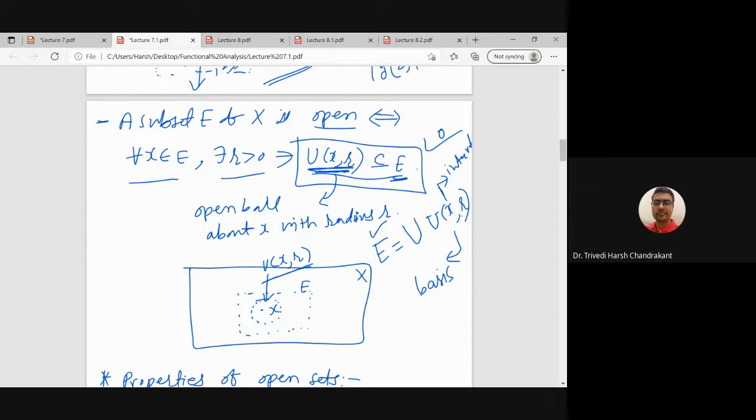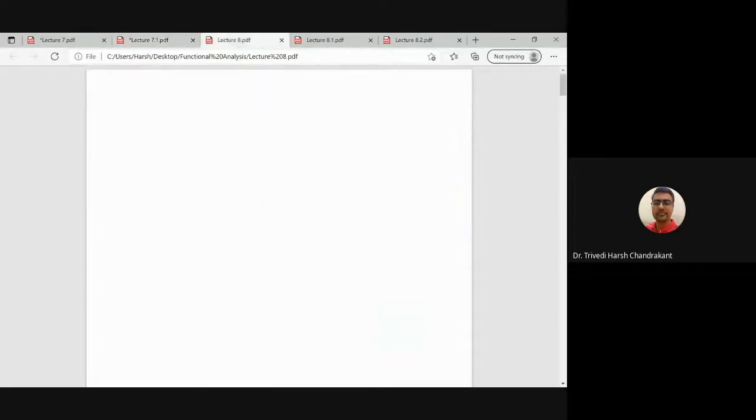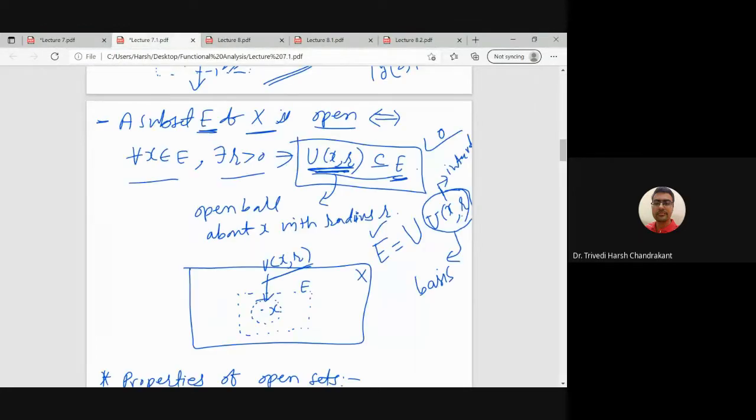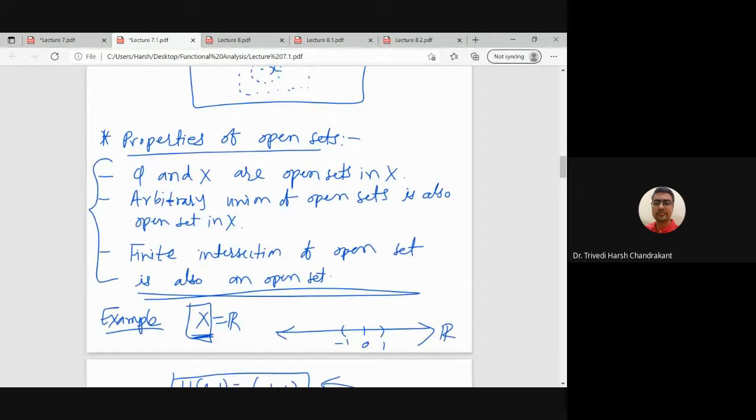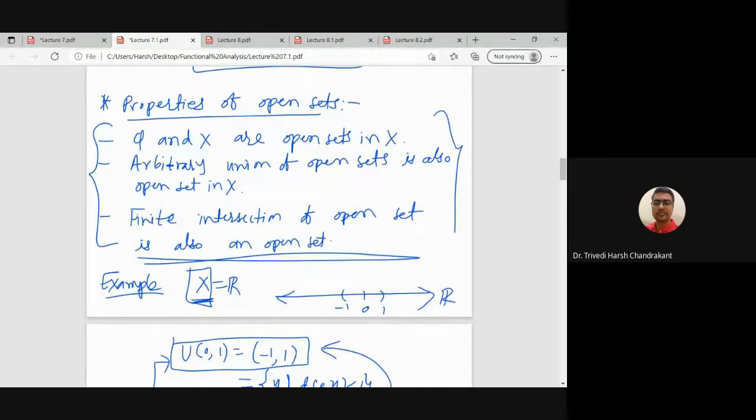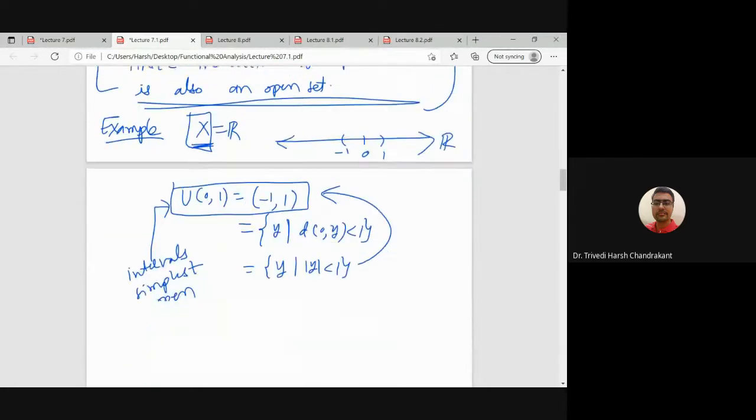Alright, so that way we can go for several examples of topological spaces. In general, if we have a metric space, then any subset E of the metric space is open if E is a union of open balls. Yeah, so there are some examples. Let us see. So we'll come back to these. So these are the properties, which is basically the definition of topology.